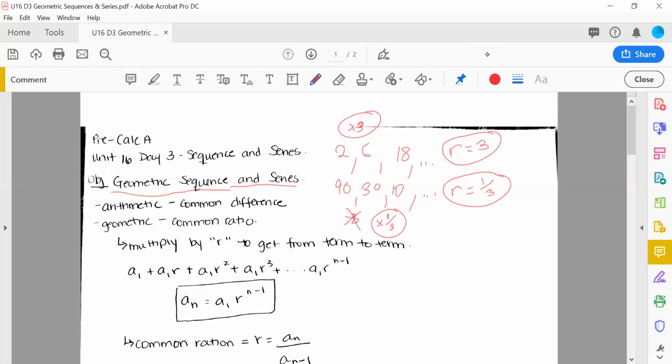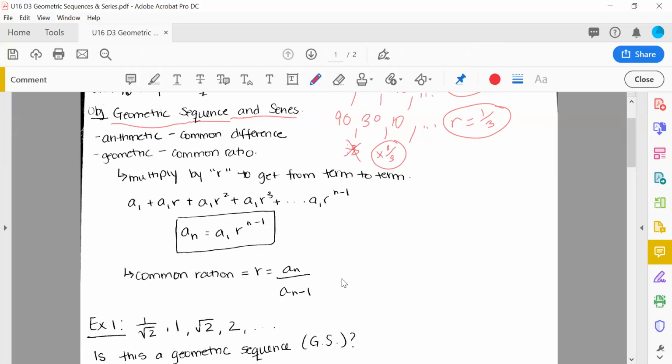R is the term you're always multiplying by, okay? And so you multiply by R to get from term to term. And to find R, here's the formula, which is, by the way, not called the common difference. It's called the common ratio. I don't know why she wrote ration. Common ratio, because here it is right there, common ratio.